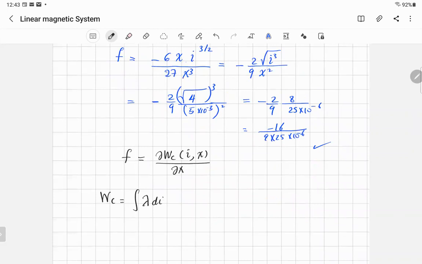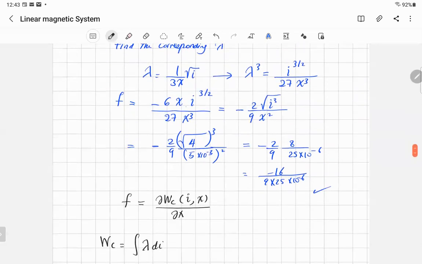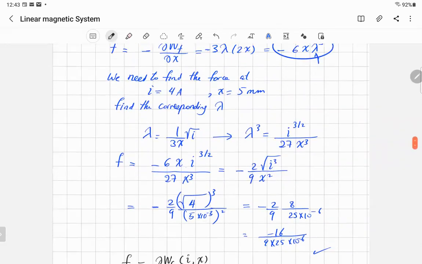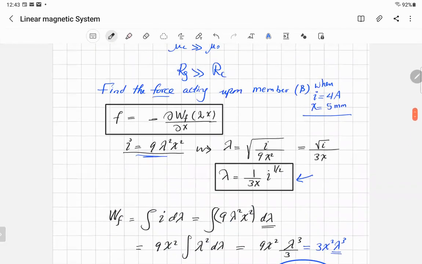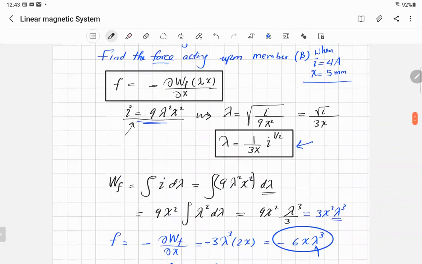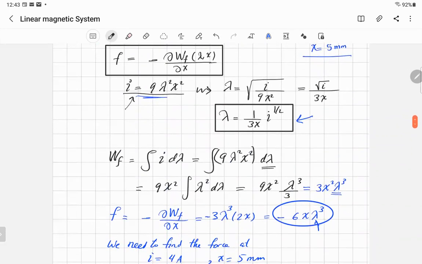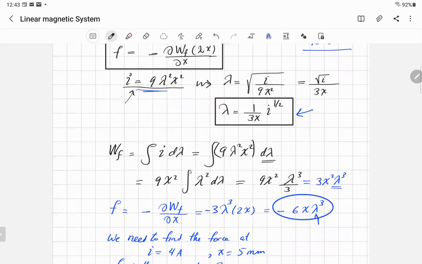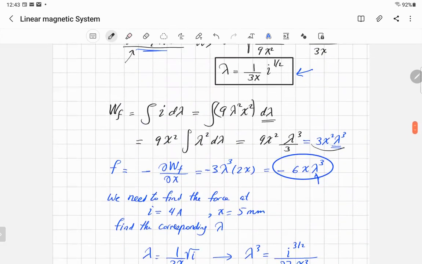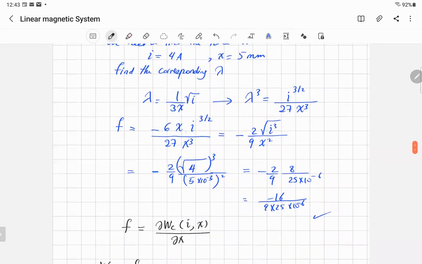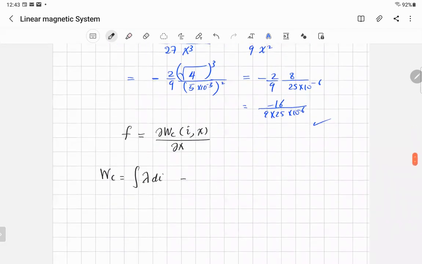You might ask which one is better to use. Whatever is available to you. For example, if you have the expression of lambda ready, you just integrate it. If lambda is given as a function of I, you can integrate. Originally in this problem, I was given I as a function of lambda, so lambda was not ready. That's why I used the other one. Since you would have to do the integration again, if you already have Wf, multiply lambda times I and subtract. That's the other option: lambda I minus Wf.